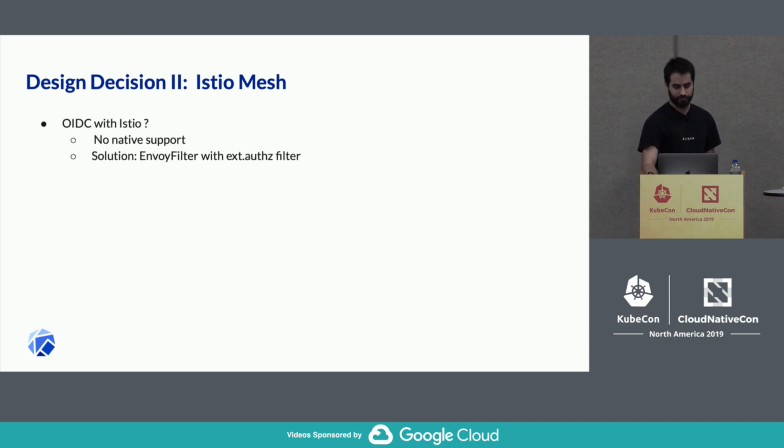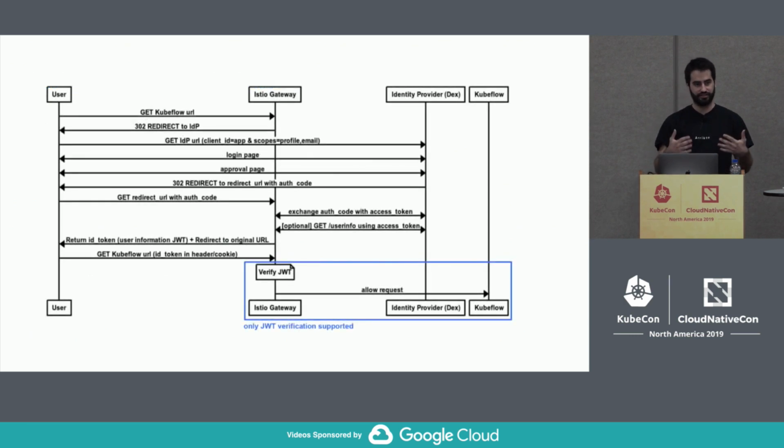For example, Istio does not natively support OIDC, the whole flow. Istio only supports the last part of the OIDC flow, which is the token verification. So this is the whole OIDC flow that you see here, and the blue rectangle is the only part that Istio actually supports natively. So we had to find a solution for that. What did we do? We dug deeper, and we found the Envoy filter object, which allows you to actually configure the underlying Envoy proxy of Istio.